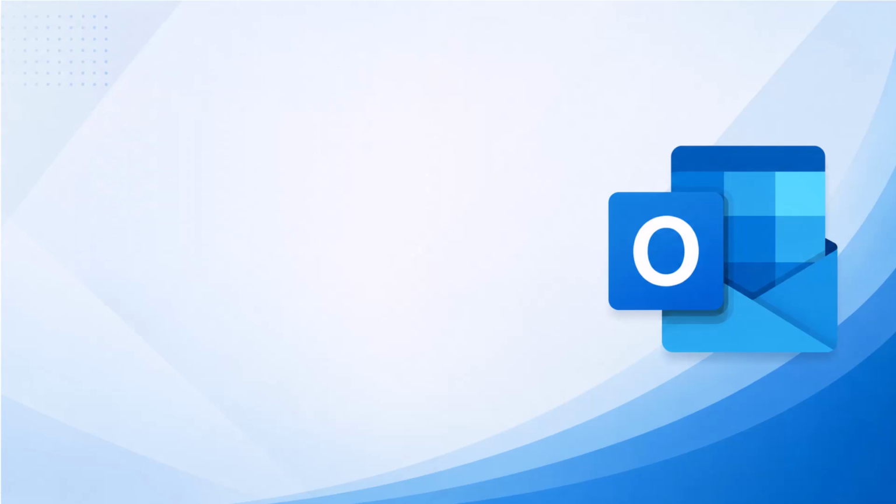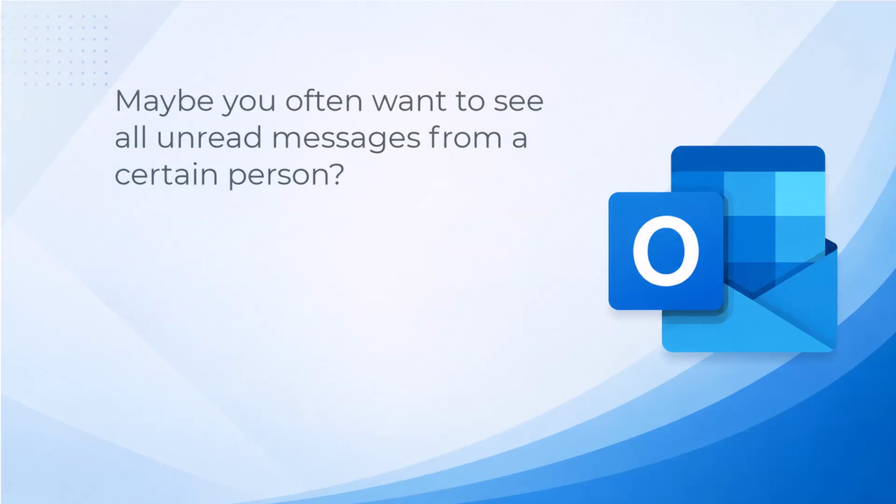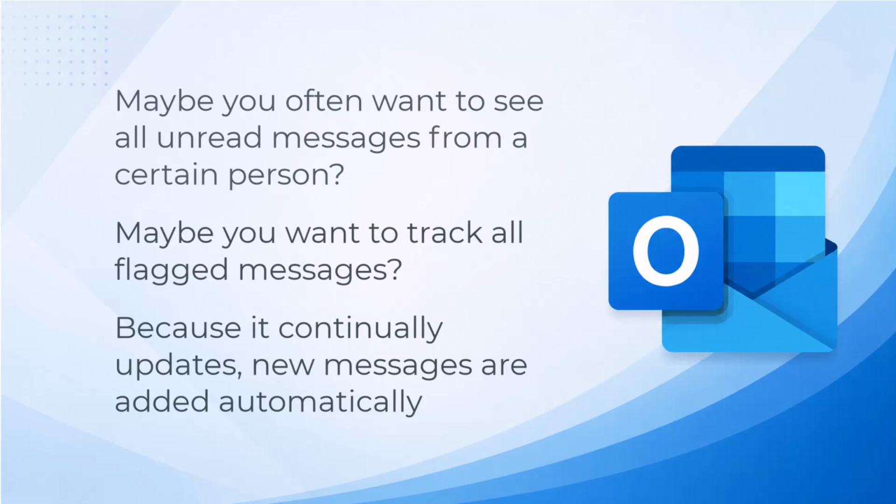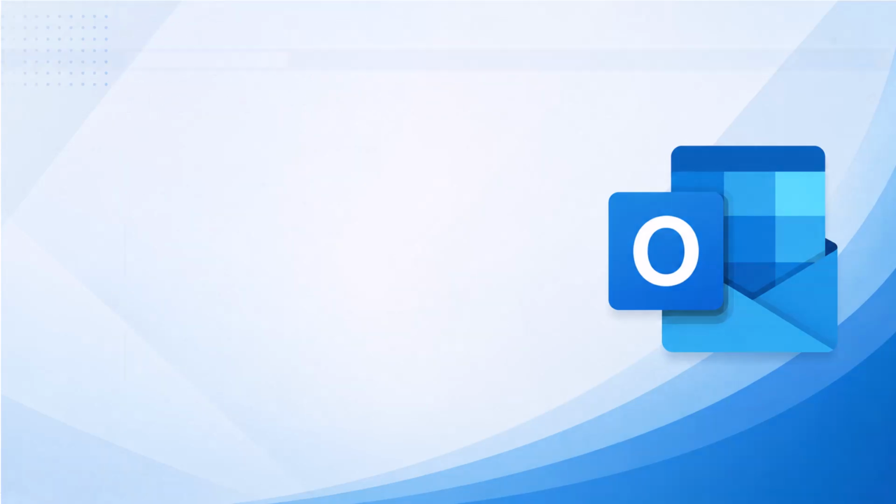So this can be really helpful if you find yourself repeatedly searching for the same kind of message. Maybe you often want to see all unread messages from a certain person. Maybe you want to track flagged items without building a complete filing system. So instead of doing all these searches over and over again, a search folder can do the work continuously in the background. And because it updates automatically, new matching emails appear there as soon as they arrive.